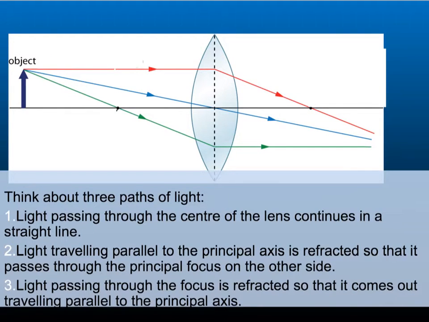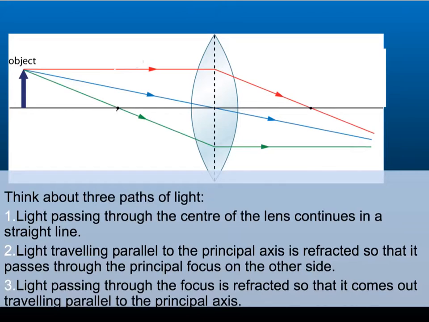Light is being reflected from the tip in many directions, but we can find out where the image will be by considering light that follows one of the 3 paths. The first path is light passing through the optical centre of the lens, which is this one, the blue one. This ray is not refracted and passes straight through in a straight line. The second path is light that is travelling parallel to the principal axis, which is the red line. Now when that hits the optical centre, it is refracted by the lens and passes down through the focus.